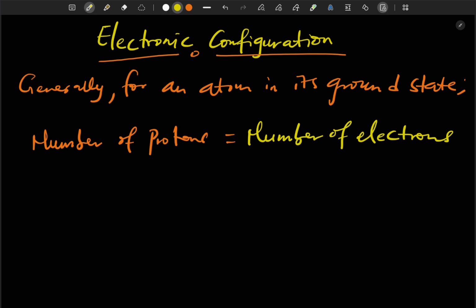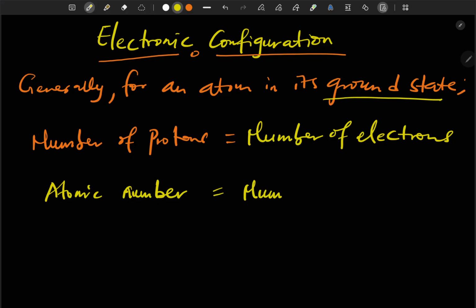And remember that the number of protons is the same thing as the atomic number that we discussed earlier. So in the ground state of an atom, the atomic number is usually equal to the number of electrons, because the number of protons and the number of electrons are equal to each other. Remember that protons are positively charged, while electrons are negatively charged. So we need to have an equal number of protons and electrons in an atom in its ground state, so that the two can cancel out each other. Positive cancels out negative. So we have a neutral atom that is not charged.